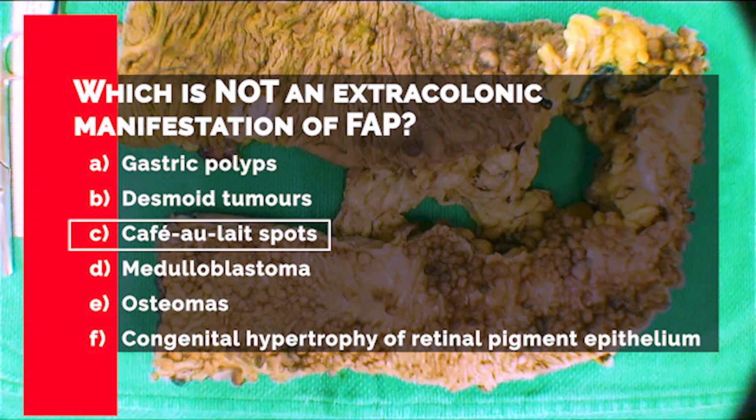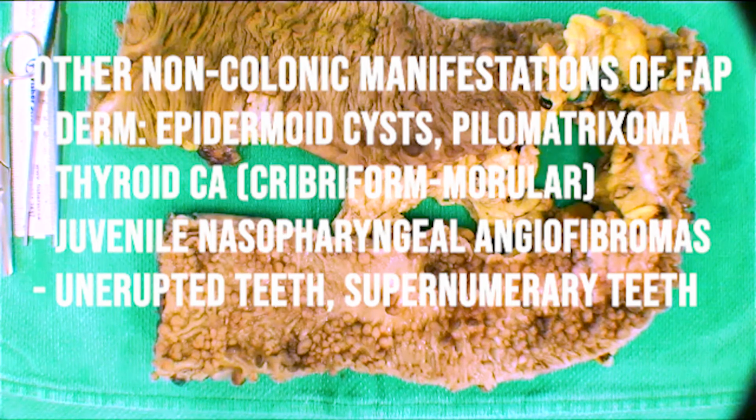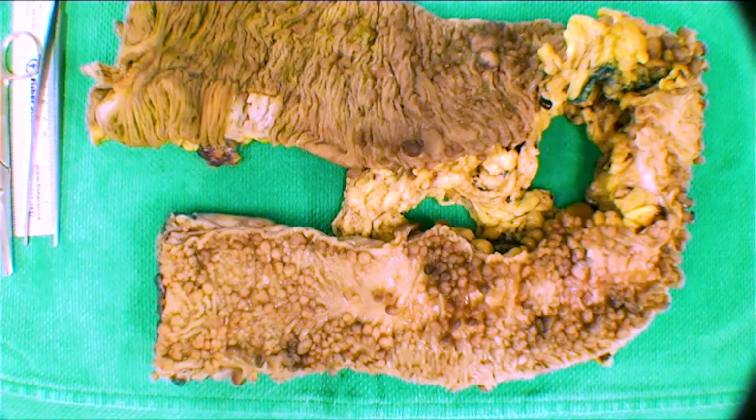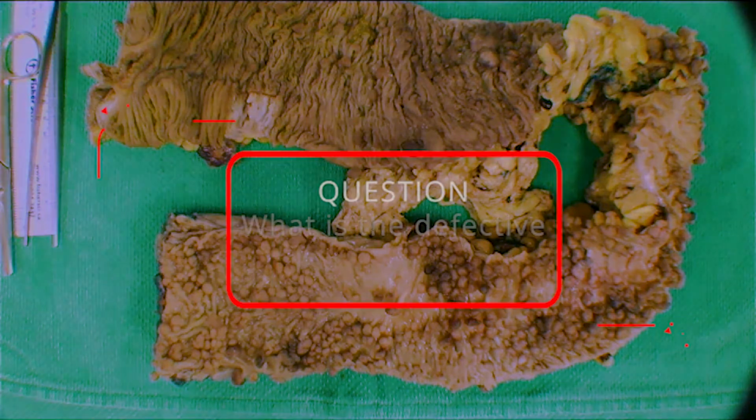Can anyone else in the chat tell me what else are the extracolonic manifestations? I didn't list them out, but there's quite a lot of them. Where are cafe au lait spots usually associated with? Which syndrome? Neurofibromatosis. What is the defective gene in FAP?